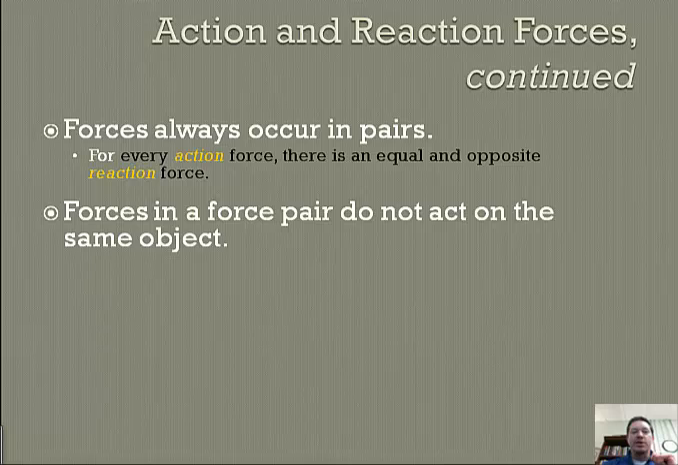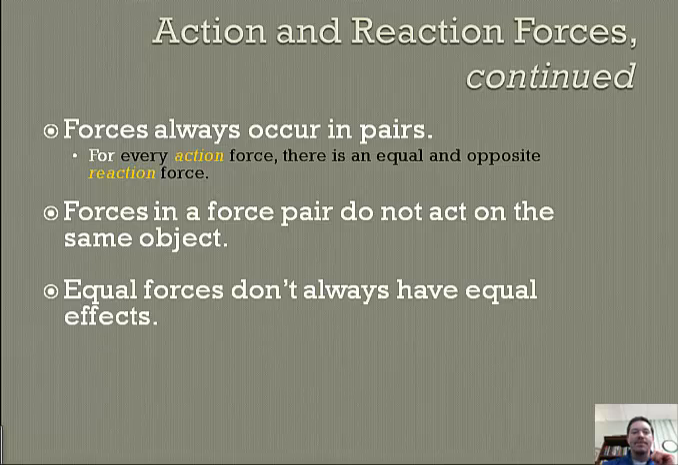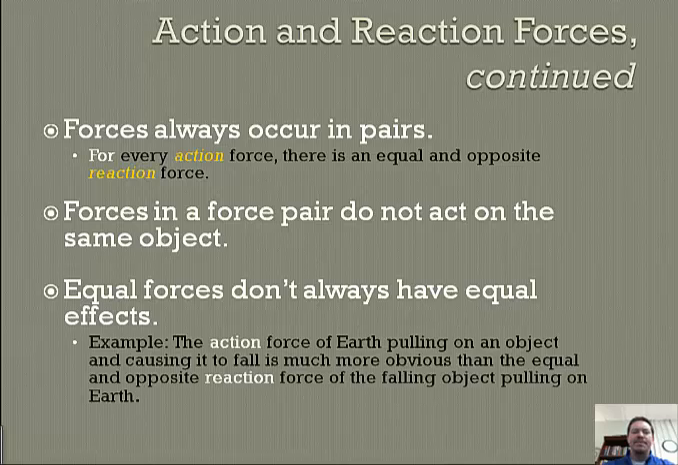Forces in a force pair do not act on the same object, and equal forces don't always have equal effects. Just because we have forces that are equal, maybe the object still moves, maybe in a different direction based on how we're pushing on that object. The example we're given here, the action force of Earth pulling on an object and causing it to fall, is much more obvious than the equal and opposing reaction force of the falling object pulling on Earth.